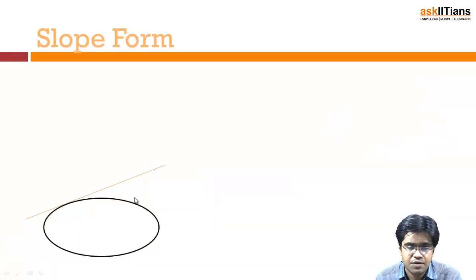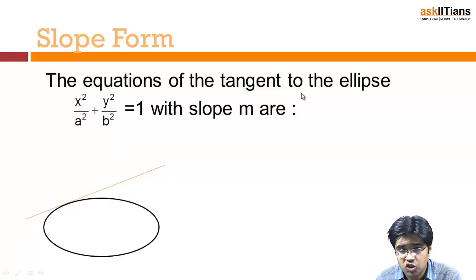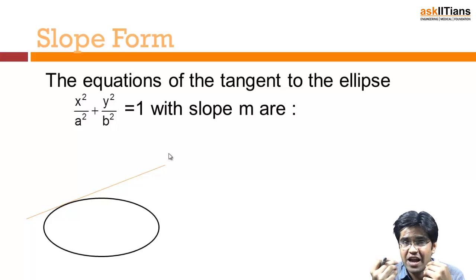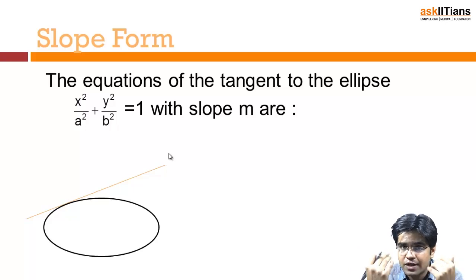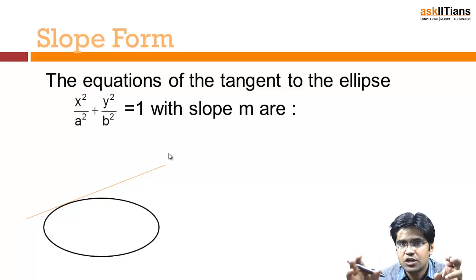Suppose that we have an ellipse like this and there is a tangent to the ellipse. Now the equation of tangent to this ellipse, x square by a square plus y square by b square equals 1. It has a slope m. So for example, if I have a slope which I choose randomly and I want the equation of tangent with that slope, you are deciding the slope and the equation is giving you the equation of tangent with that slope.